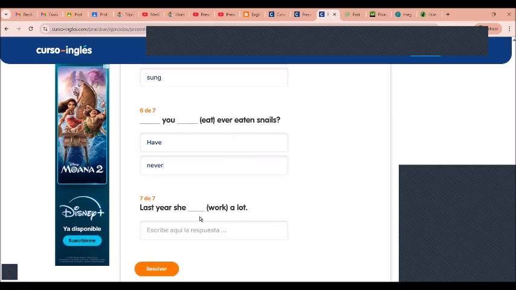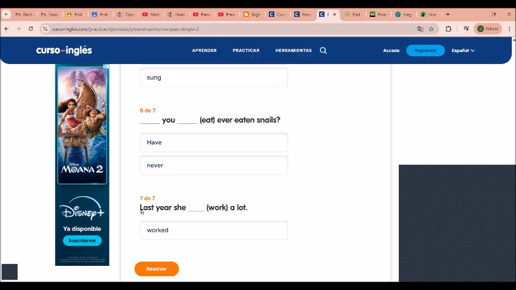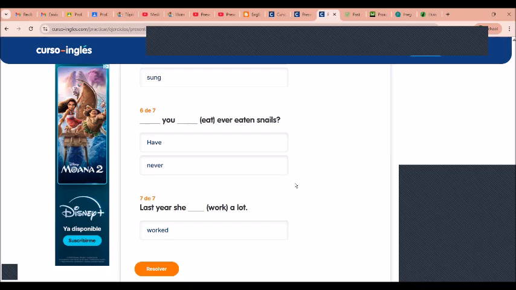Let's continue with number 7. Last year, she's had worked a lot. The trick here is at the beginning. Last year, tell me it's past simple. Last year, she worked a lot. This year, she has worked a lot. Notice the difference? Last year, finished. This year, present. Use the present perfect for the present and the past simple for finished activities.